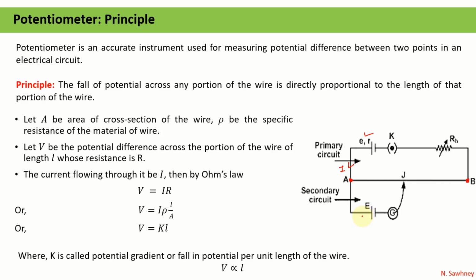The EMF of a cell in the secondary circuit is connected through a galvanometer and then to a jockey which is sliding on the wire AB. The positive terminal of the cell is connected to A and the negative terminal is connected through the galvanometer to a jockey which is slid along the wire, and current flows from A to B. Therefore, potential difference falls continuously from A to B, and this is the principle of potentiometer.